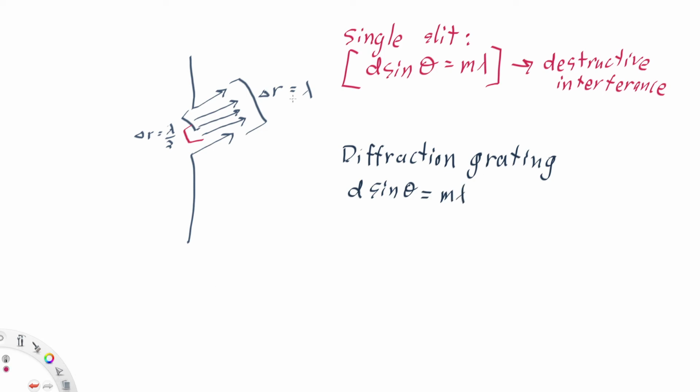For the double slit case, d is the distance between the two slits. For the single slit case, this is the width of the slit. And for the diffraction grating case, this d is the distance between any two slits. Like it's the distance between slits on the grating.